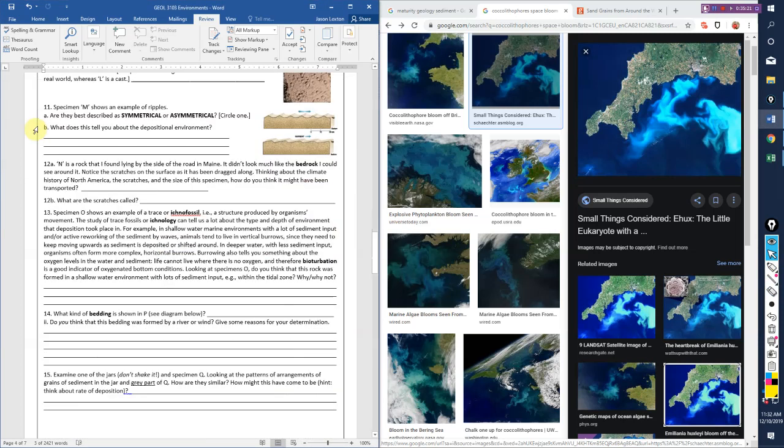All right, specimen M, I put it away. It's on the back shelf now. It's sitting up on a display unit there. It's big. Don't take it off. It'll fall on you. Specimen A shows ripples.